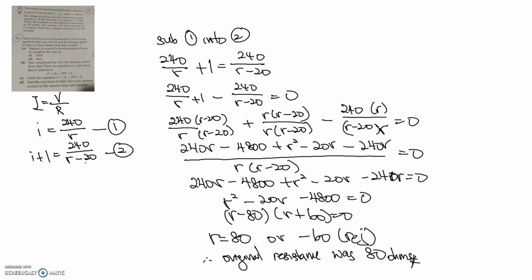What was important in this question is basically forming your two simultaneous equations on the left hand side over here: I equals 240 over R, and I plus 1 equals 240 over R minus 20. I think that was the first crucial step that we needed to take to solve this question. I think it's a straightforward question in general, but students generally have trouble getting the two equations out to start off with. Okay, moving on very quickly to the next question.